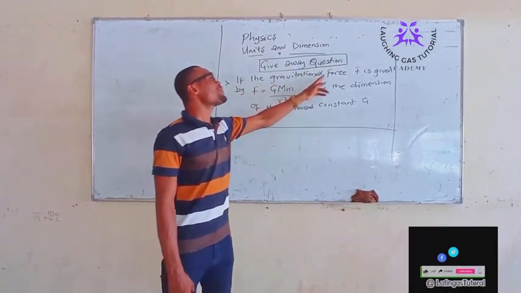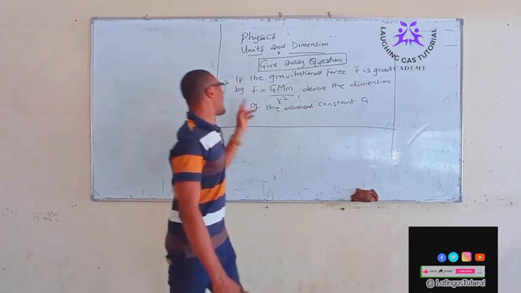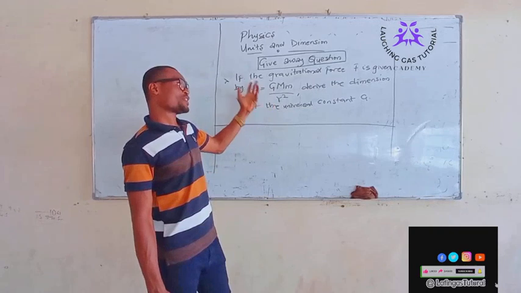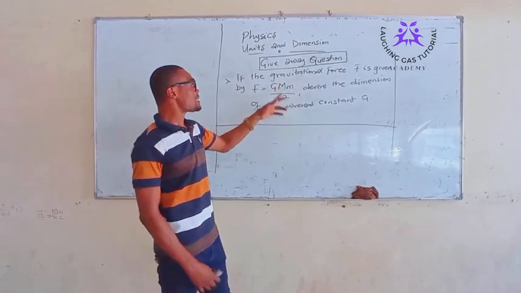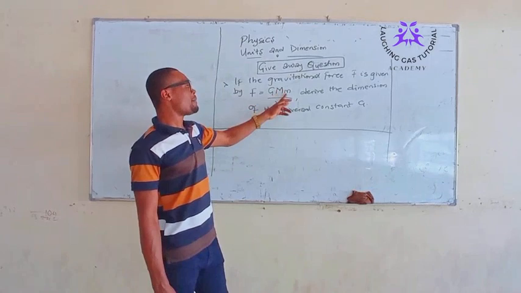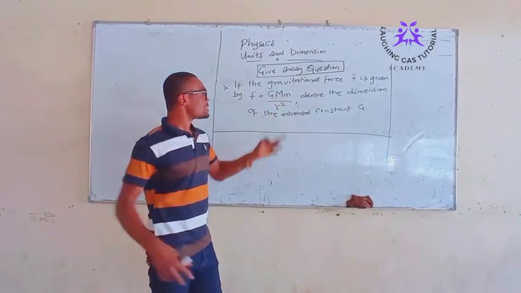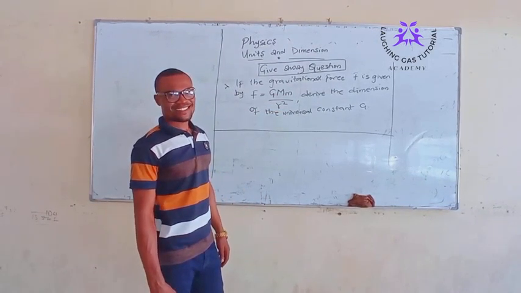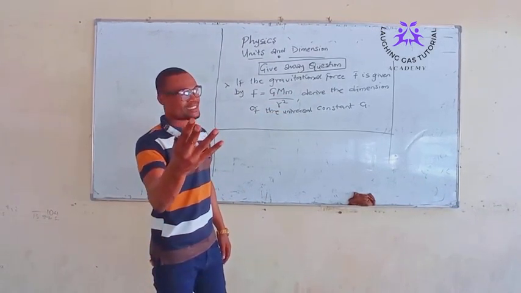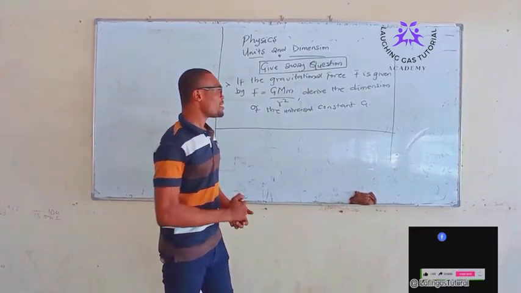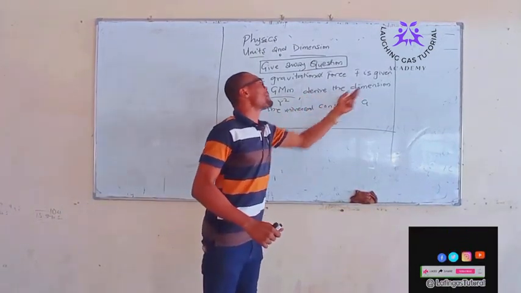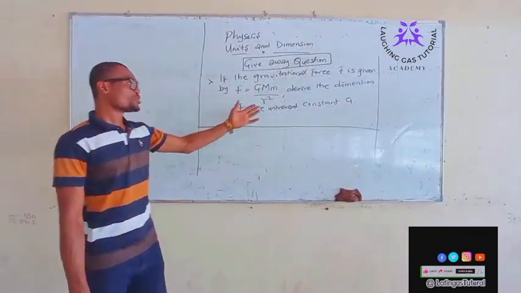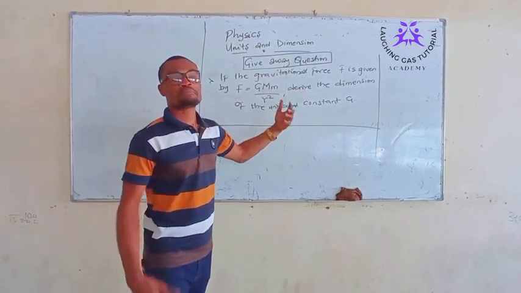If the gravitational force F is given by this relation, F is equal to capital G, where capital G is the universal gravitational constant, multiplied by M, both of them are masses, that's two bodies, divided by the radius. Of course, you know that radius is measured in meters. I'm giving you the S already. So if you fail this question, you have me to contend with. Derive the dimension of the universal constant, G. All you need to do is find G, make G the subject of the formula, and that's it.